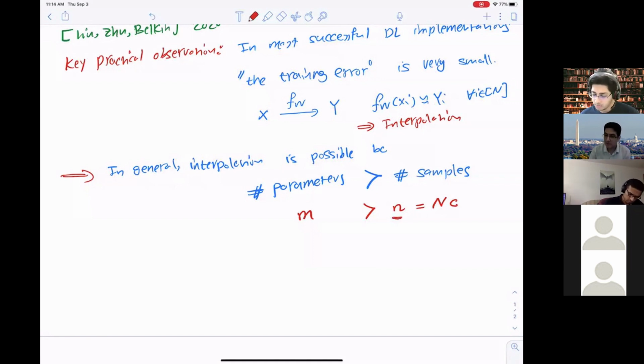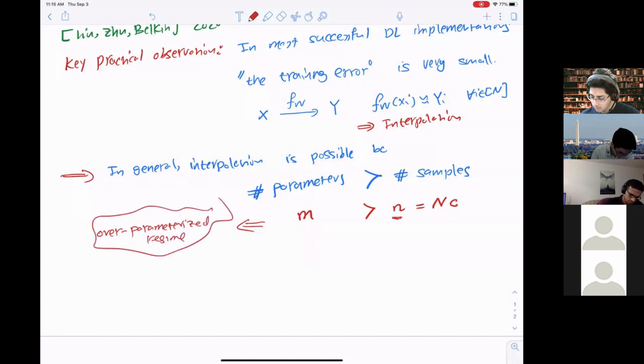And we say we are in an over-parameterized regime when my number of parameters m is larger than my number of samples. So this is called over-parameterization, or the over-parameterized regime.